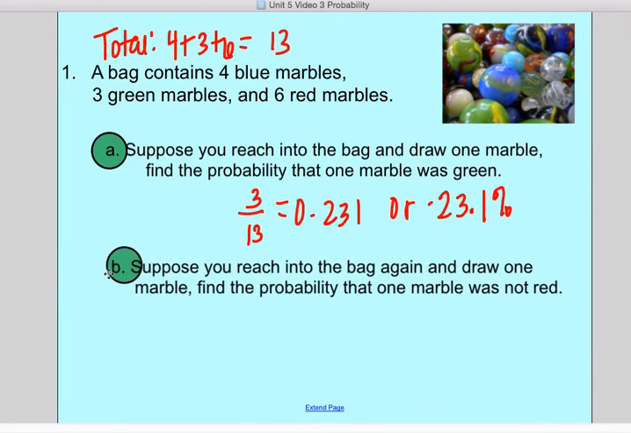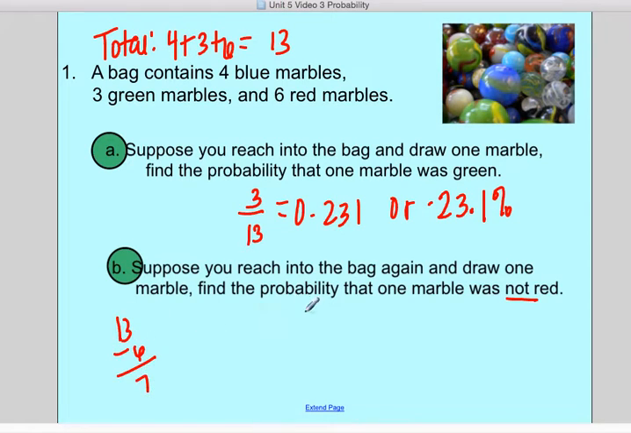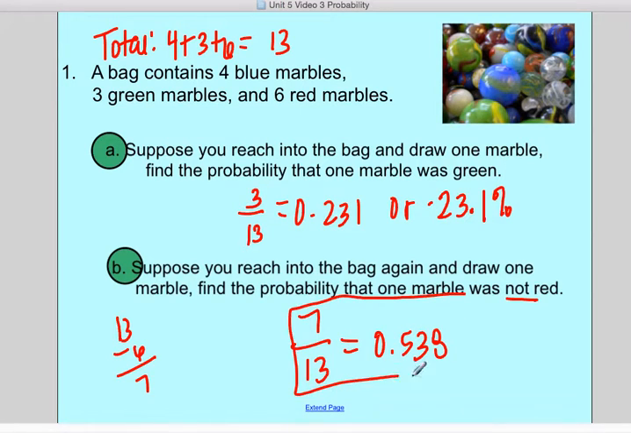B says, suppose you reach into the bag again and draw 1 marble. Find the probability that the marble was not red. Okay, so not red. Well, how many reds? I have 6 red. So figure out how many are not red. That's blue and green. Or you could say there's 6 red, so 13 minus 6 is 7. So there's 7 not red. 7 over 13, which is a reduced fraction, or it's 0.538. Either one of those answers is acceptable.